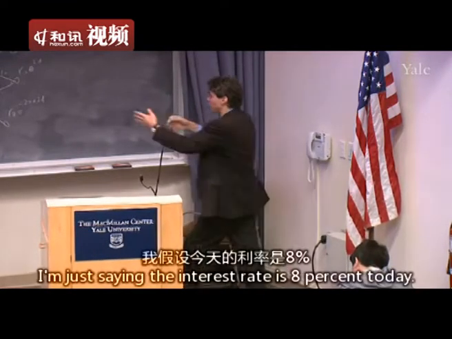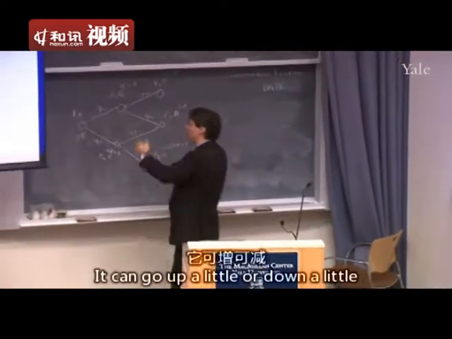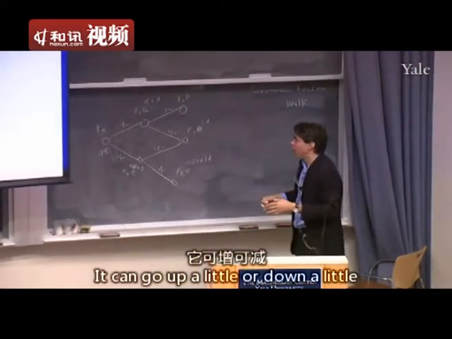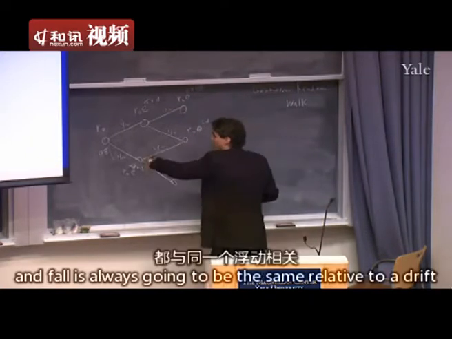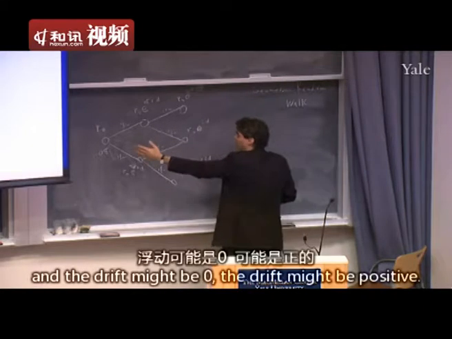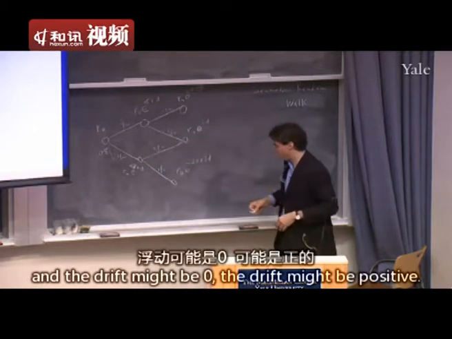I'm just saying the interest rate is 8% today. It can go up a little or down a little, and then after that it can go up or down, and the percentage rise and fall is always going to be the same relative to a drift, and the drift might be 0, the drift might be positive.